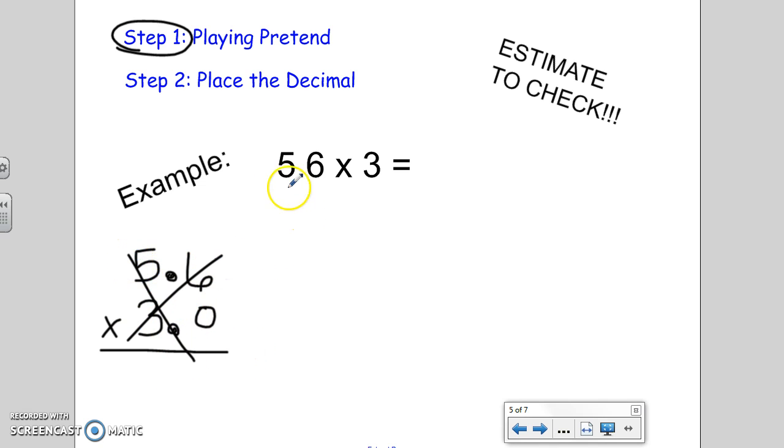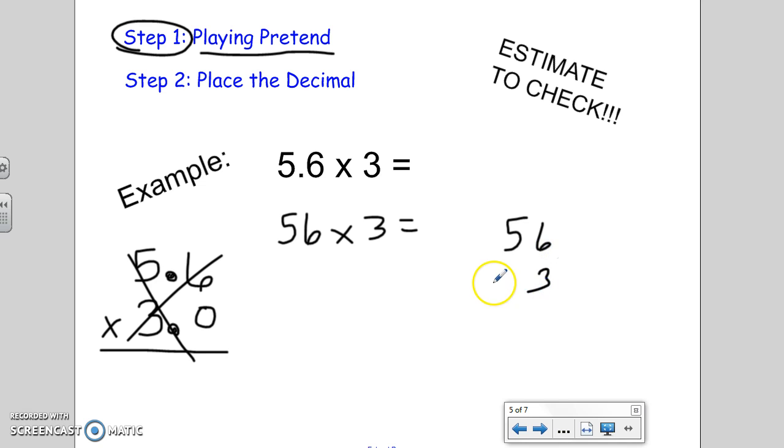That is not what we're doing. We want to make sure that we start by playing pretend. We want to eliminate the decimal point. So this becomes 56 times 3. Give that a quick workaroo over here. 3 times 6 is 18. Carry the 1 to the tens place. And 3 times 5 is 15, plus 1 is 16. We look like we're dealing with a 168, but we must make sure that we do step 2.